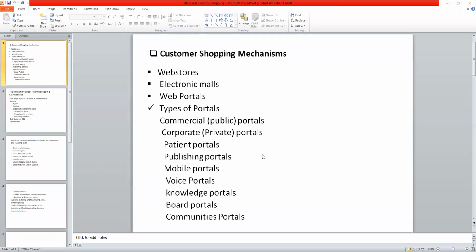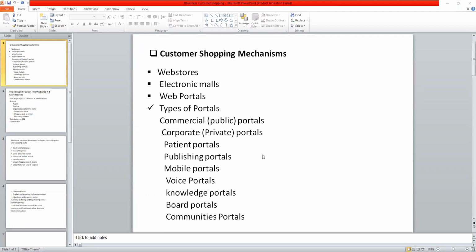Now, when we think of the types of portals, the major types are commercial portals or public portals. These are popular portals which offer content for the masses. Although they are customized by the user, they still have the intention to cater to the masses. That means they have a broad audience and offer fairly routine content.